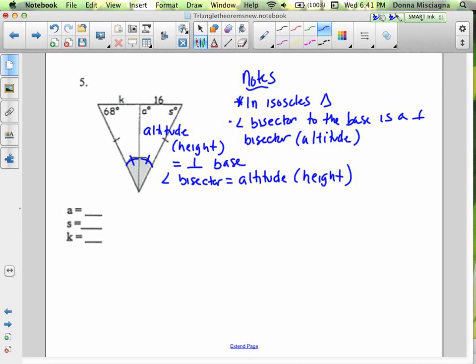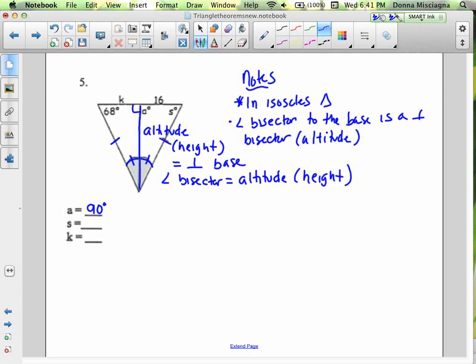All right, so this angle bisector is also the altitude, which means, why I'm mentioning this now, it's perpendicular to the base because the altitude is always perpendicular to the base. So I have to tell you that because, well, it's important information, and it lets us know that A is 90 degrees.